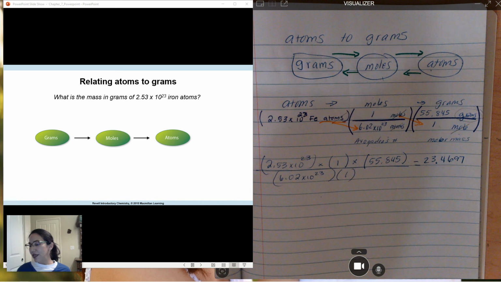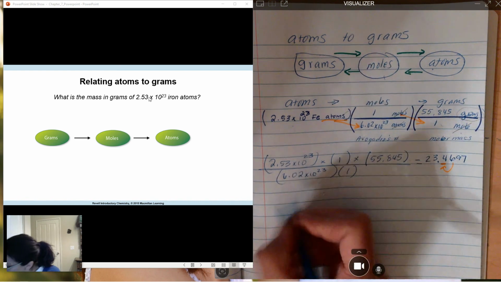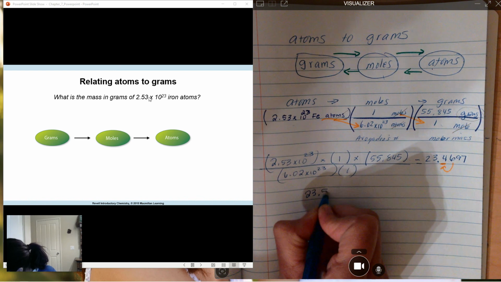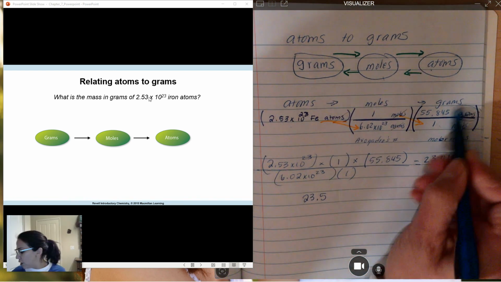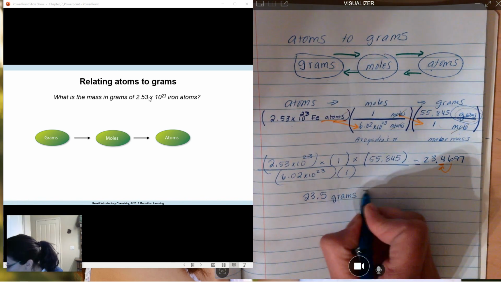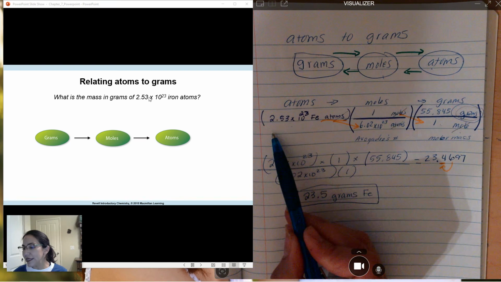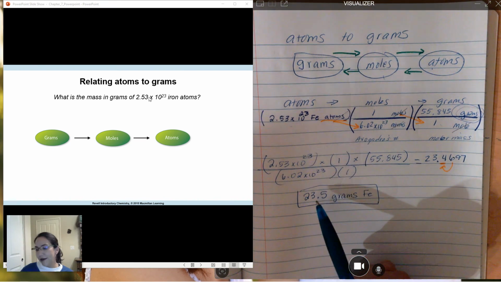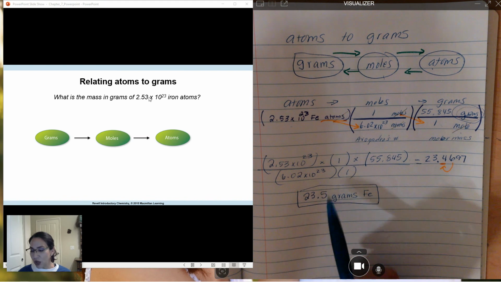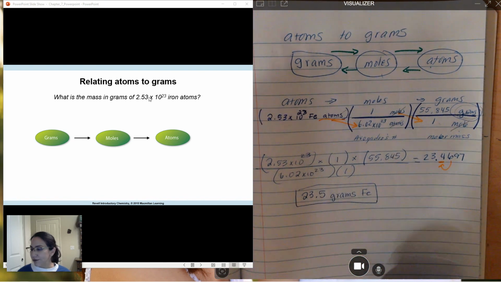Let's finish this up. The way we report our answer is with the correct number of significant figures. Starting off, we are given 1, 2, 3 significant figures. That 6 is going to round up that 4. So my answer is going to be 23.5. The units that we're using are grams. Grams of what? Iron. So what this means is that in this many atoms of iron, I have 23.5 grams. So I could weigh out 23.5 grams, and I know it's going to have this many atoms inside of it. Kind of cool.